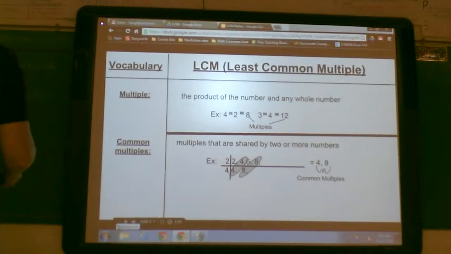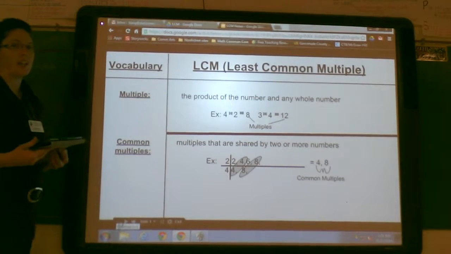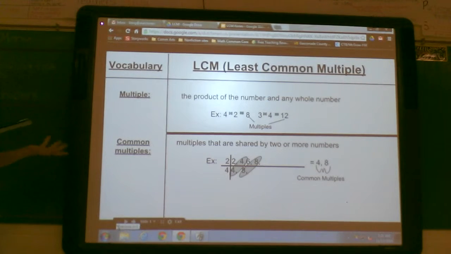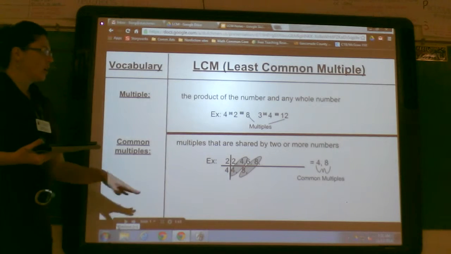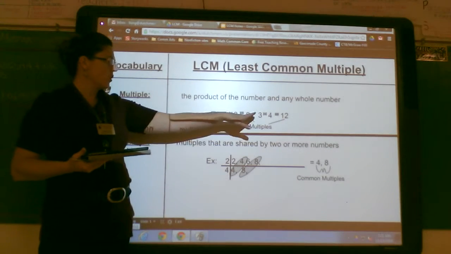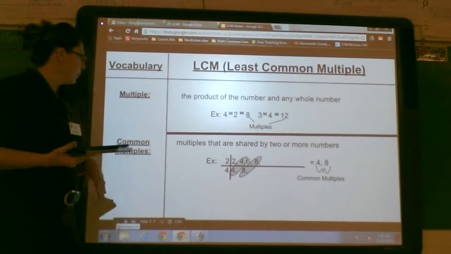Today we're going to talk about the least common multiple, or the LCM. Starting off, let's go over some vocab. First one is multiple, the product of the number and any whole number. So whenever you multiply two numbers together, the answer is going to be your multiple.